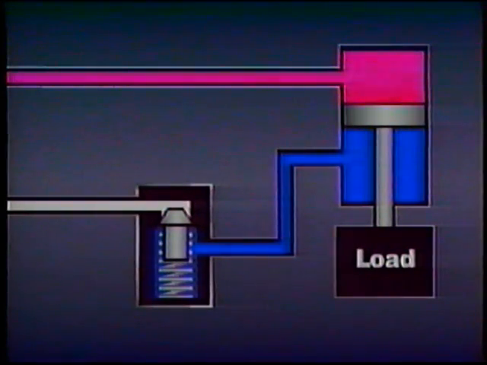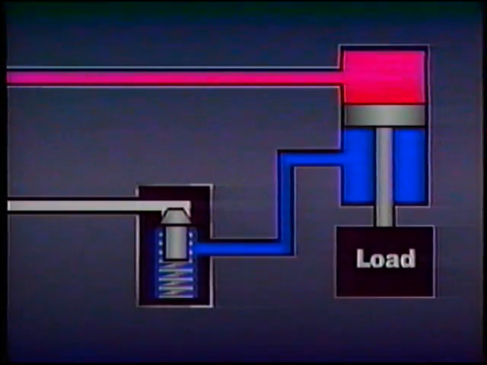Finally, check valves are also used to hold loads in place. This is possible because there is very little leakage past the poppet or ball. For example, the poppet in this check valve forms a seal tight enough to suspend a cylinder's load as long as other components or parts of the system do not leak or fail.